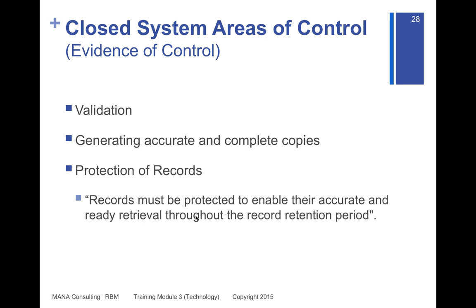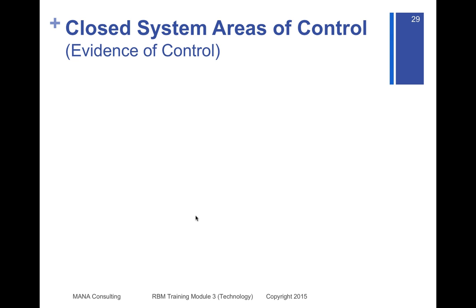Generating accurate and complete copies is another really important evidence of control. So being able to document that, so if you want to think about that, let's take something like a CRF page that you want to be able to make a PDF of. That would be evidence of control.